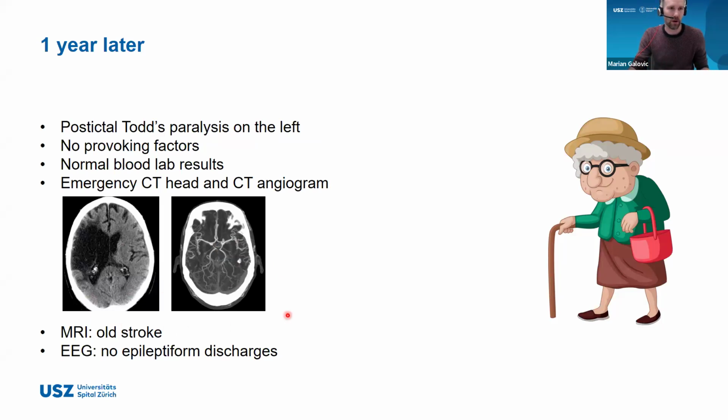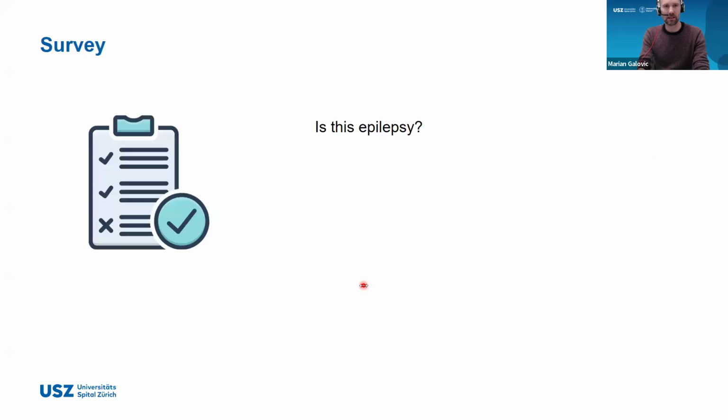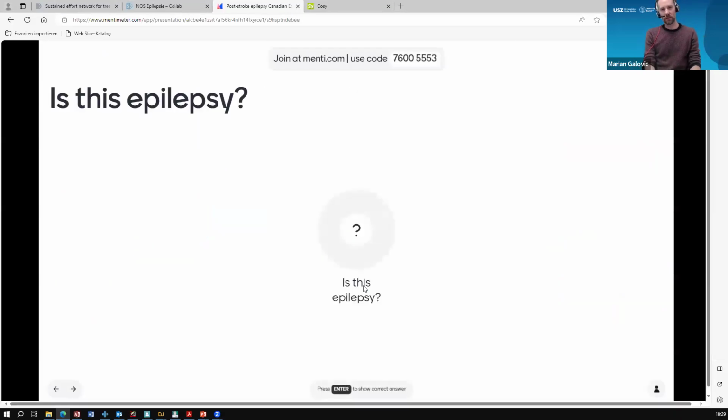And then we performed an MRI. We saw an old stroke, and the EEG did not show any epileptiform discharges. Right. So she had this single unprovoked seizure 1 year after stroke. So do you think this is epilepsy? What do you think?